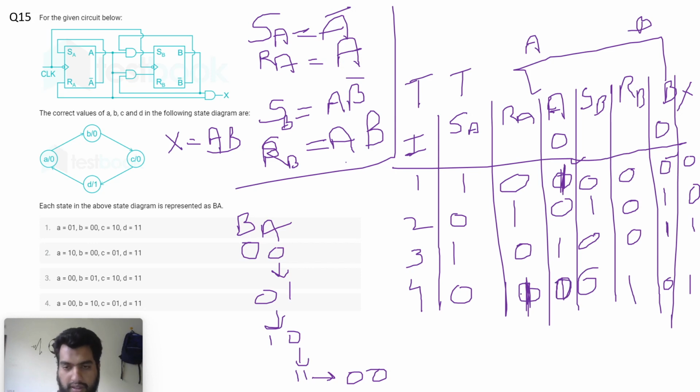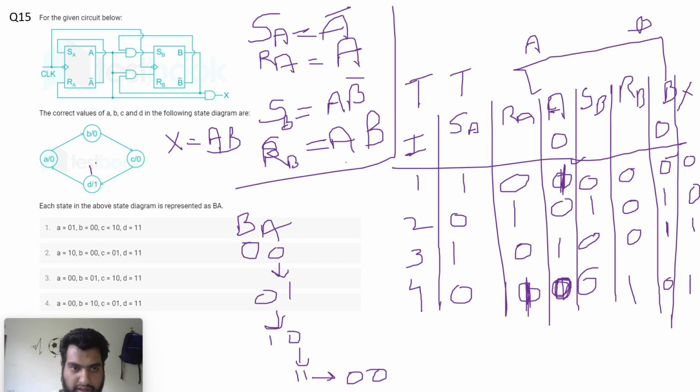How I found this error was here, because you can see SA and RA, they are always complement of each other. That's why I was able to figure out this error. So the states are going from 0 0 to 0 1 to 1 0 to 1 1 to 0 0, right? And when I'm moving from 1 0 to 1 1, the output goes to 1. So based on this, when I'm going to 1 1, my output is 1.